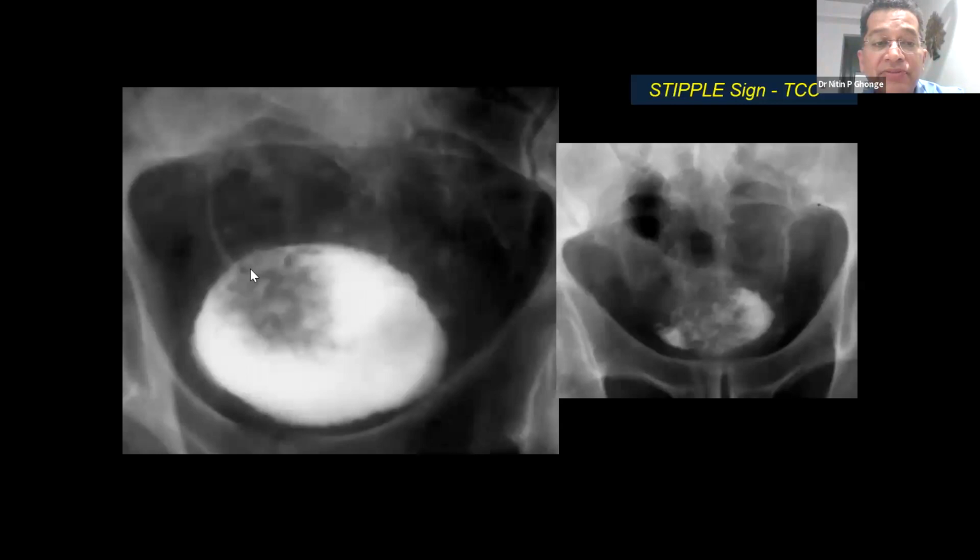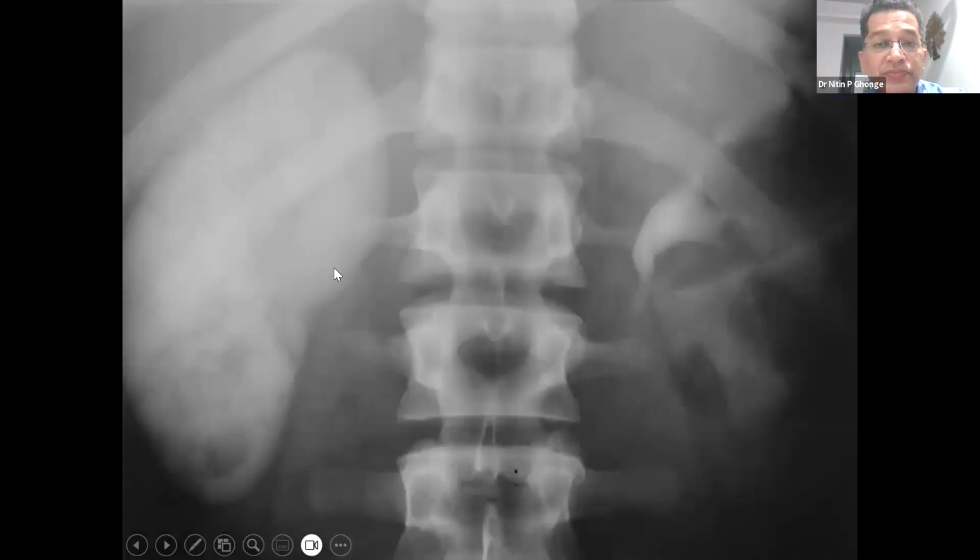Then looking at the filling defect in the urinary bladder, irregular margins, cauliflower shaped appearance, this is the stipple sign because of PCC. This is another example. You can see the contrast on the left side is excreted in the kidney and the proximal ureter, but on the right side there is no excretion.